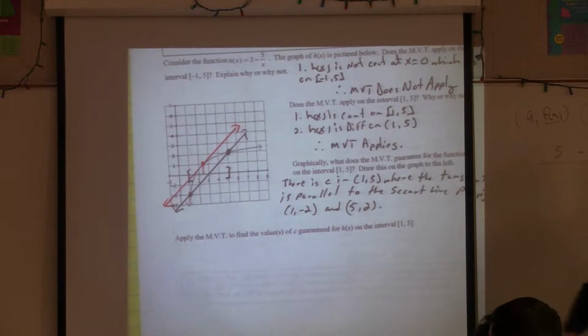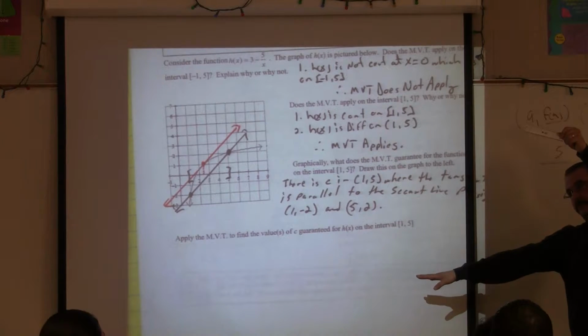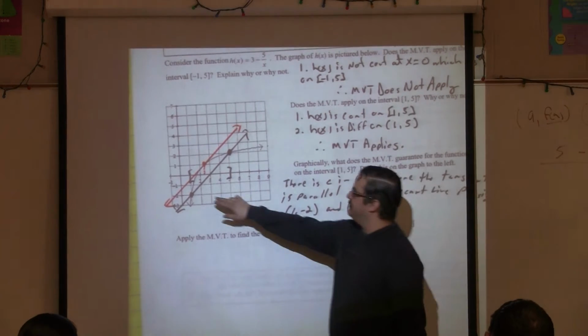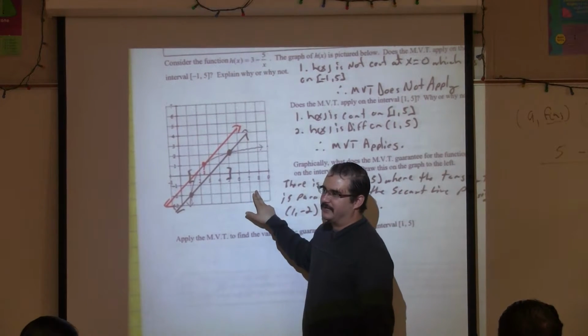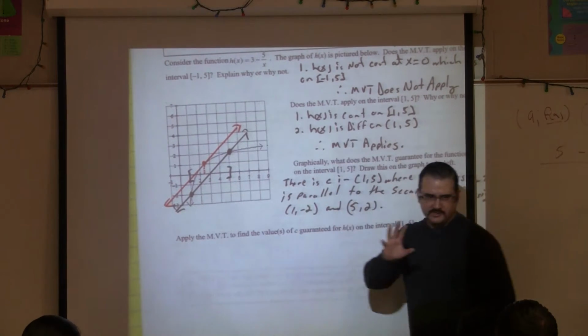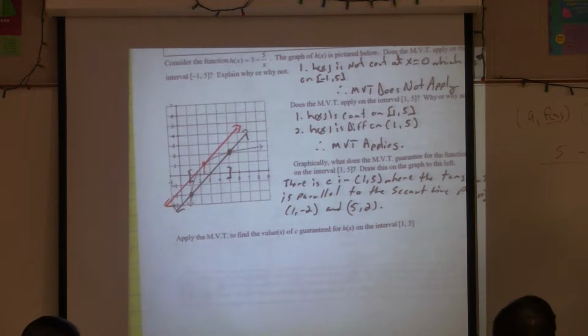For the other one, it was where the slope was 0, right? Because the secant line would have been the same, because this value would have been the same as where it ended. That's Rolle's theorem. You understand? Yes? Okay, great.